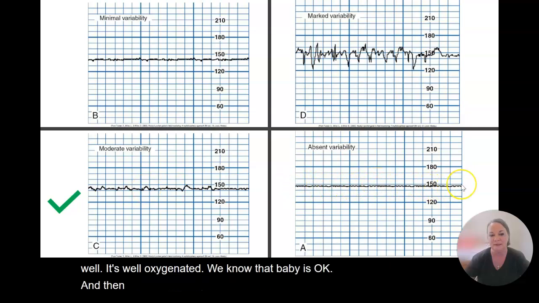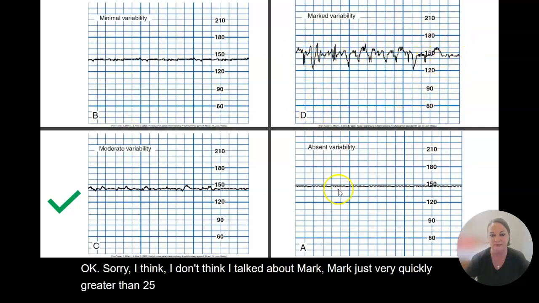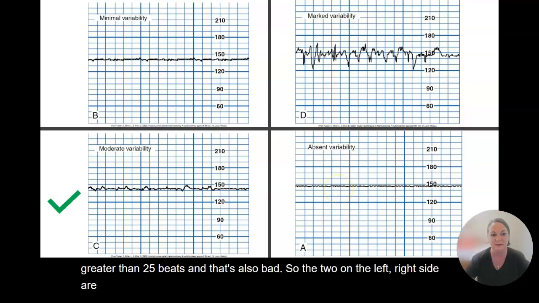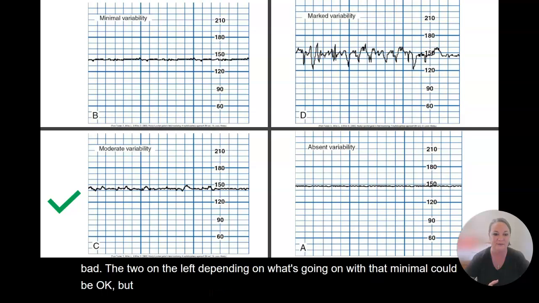No bounce in that line at all. That's very bad. Oh, and sorry, I don't think I talked about marked. Marked is very squiggly, greater than 25 beats, and that's also bad. So the 2 on the right side are bad. 2 on the left, depending on what's going on with that minimal, could be okay, but we need more information. Moderate is what we want.